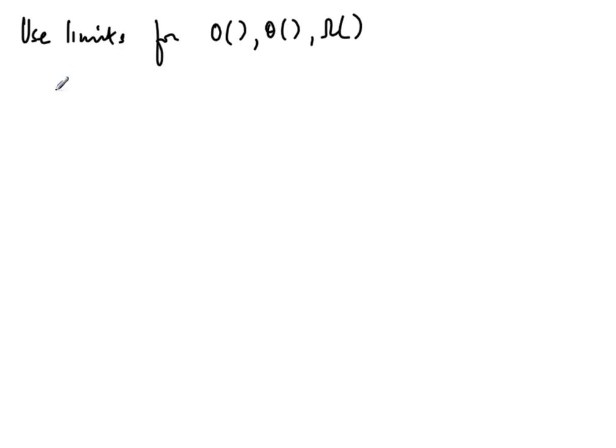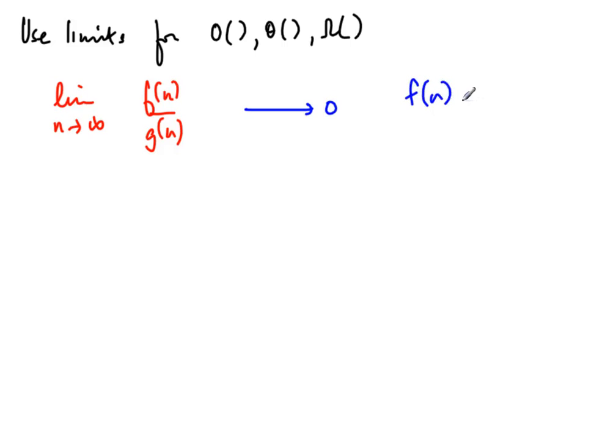So what we have seen is that we can use limits to compute big O, theta and omega. The idea is that we take the limit as n tends to infinity of this ratio f of n by g of n and see what happens. We could get a limit of 0, in which case f of n is smaller than g of n. So we could conclude that f of n is O of g of n, which as we have seen before is the same as saying that g of n is omega of f of n.